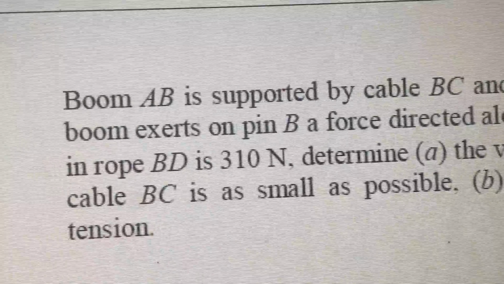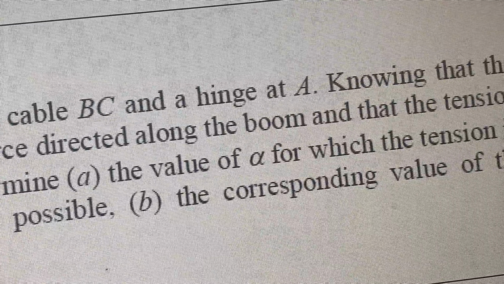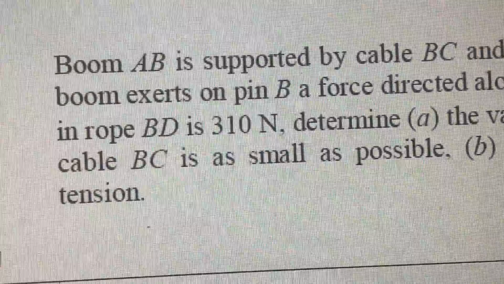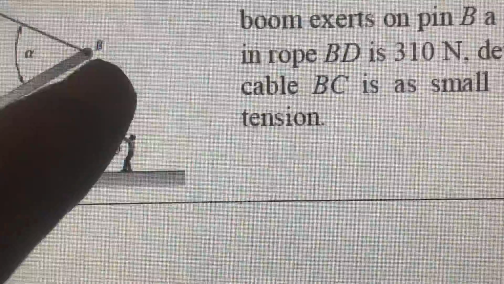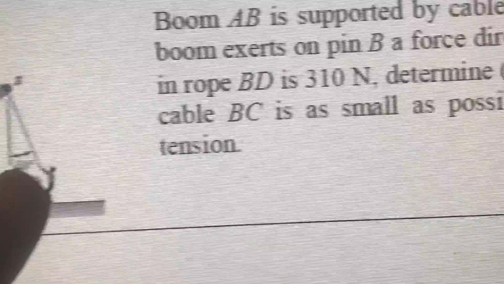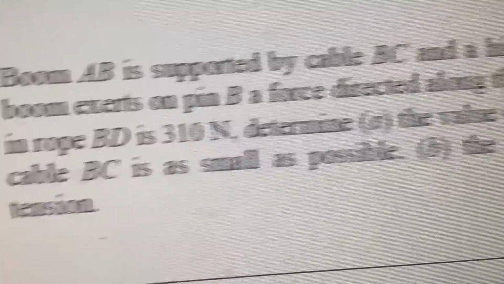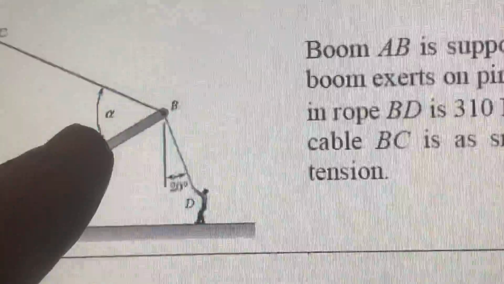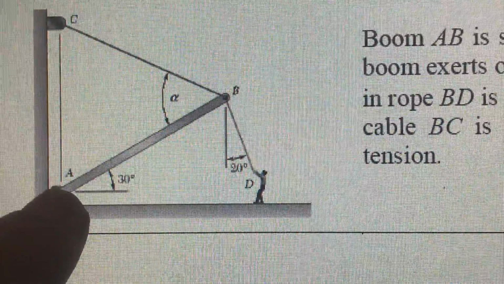Knowing that a boom exerts on pin B a force directed along the boom, and that the tension in rope BD is 310. So the human is pulling point B with a tension of 310 Newton. Determine the value of alpha. He wants to know alpha, the angle between cable BC and the boom AB.